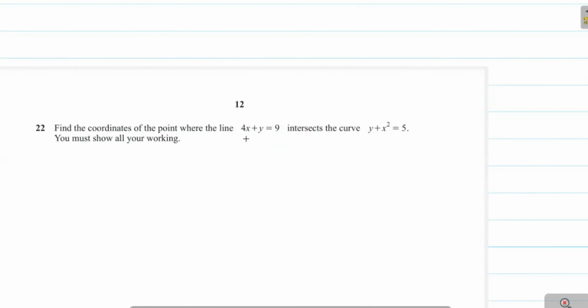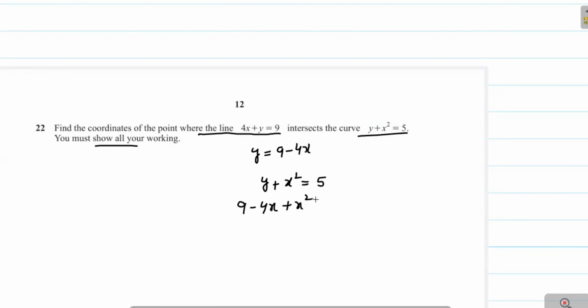Question number 22. Find the coordinates of the point where the line 4x plus y equal to 9 intersects the curve y plus x square equal to 5. You must show your working. Now you see here that y equal to 9 minus 4x. Therefore, we can write this in the second equation, y plus x square equal to 5. And y here is 9 minus 4x plus x square equal to 5. We can write this equation as x square minus 4x plus 9 minus 5 equal to 0.